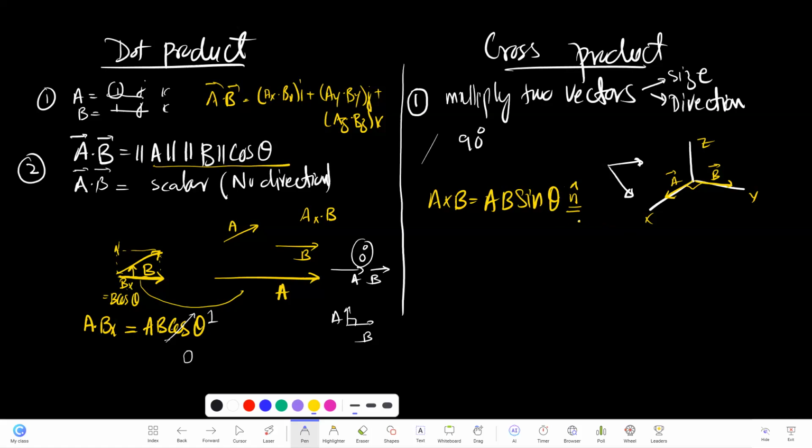Let me talk about this one. So now, A and B, two vectors, A is 5, vector B is 3, whatever. You multiply them, and this 15 comes to the answer, 15. Now this 15 is the magnitude.